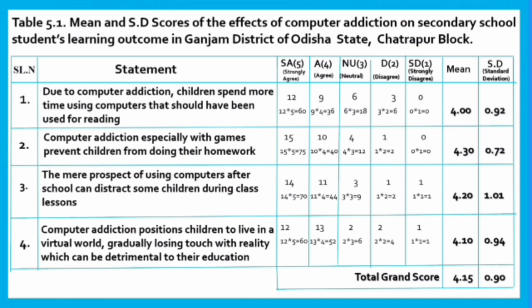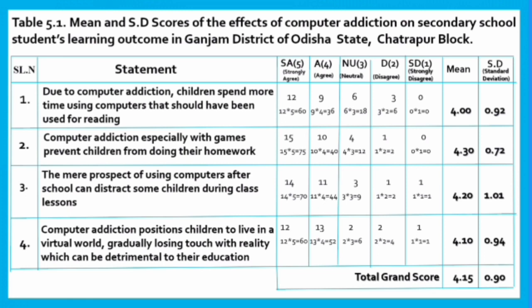Table 5.1 shows the mean and standard deviation scores of the 4 statements based on the effects of computer addiction on the secondary school students' learning outcome. Statement number 1 is: due to computer addiction, children spend more time using computers that should have been used for reading. Previously, we discussed that the statements are based on a 5-point Likert rating scale: strongly agree, agree, neutral, disagree, and strongly disagree. For statement number 1, the mean score is 4.00 and the standard deviation score is 0.92.